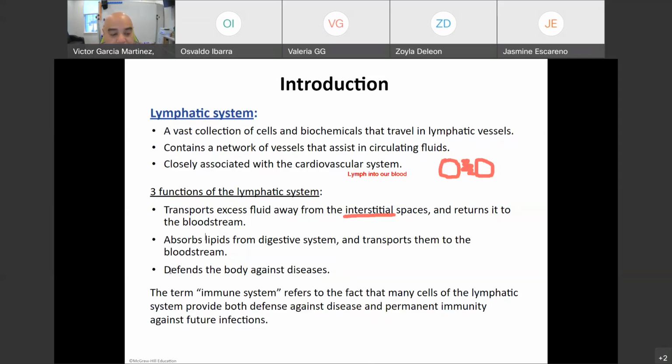And the third function, in my opinion the most important one, is defending our body against diseases, mostly infections. Then we have another system embedded in this lymphatic system, but it's not a group of organs, it's a group of cells. This one is the immune system. We have many cells in this lymphatic system, and they are providing protection against infections and other diseases. Then again, today's lesson is going to be about the lymphatic system and immune system.